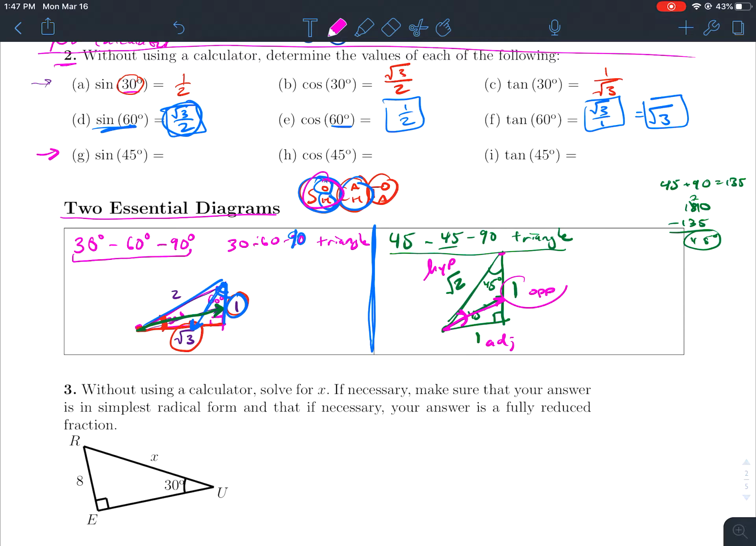So sine is opposite over hypotenuse, 1 over root 2. Cosine is adjacent over hypotenuse, so 1 over root 2. Tangent is opposite over adjacent, so 1 over 1, which is just 1. All right, so you're probably wondering, how do you use these to actually solve for angles or sides in other problems? Well, here's how we do it.